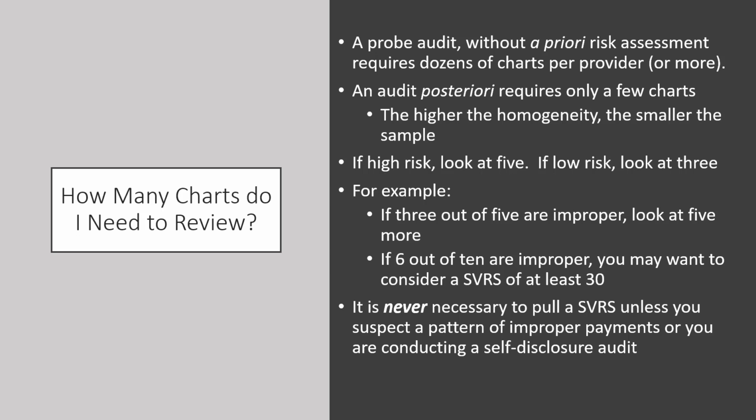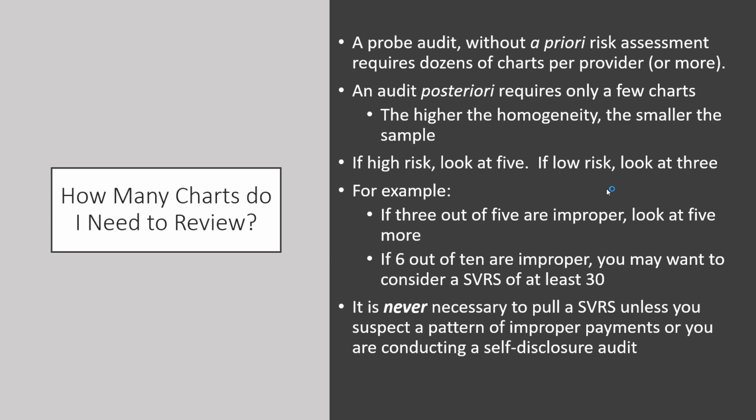So the other question is, how many charts do I need to review? Well, we talked about a probe audit. Without that a priori risk assessment, it's dozens, if not hundreds, or 1,000 or more charts per provider. If you audit afterwards, if we've already identified risk, then you need a much smaller sample, just a few charts. Because, and we don't have time to get into this, sampling methodology says that the higher the homogeneity, or the similarity of the variables within that set, the smaller the sample. And if we have some group of procedures for a particular physician, it's easy to assume that those have been coded pretty much the same way all the time. One given procedure for a given provider, no matter who's coding it, likely uses a standard or even a similar algorithm. Now, if it's a high risk event, we say look at 5. If it's a low risk event, maybe look at 3.